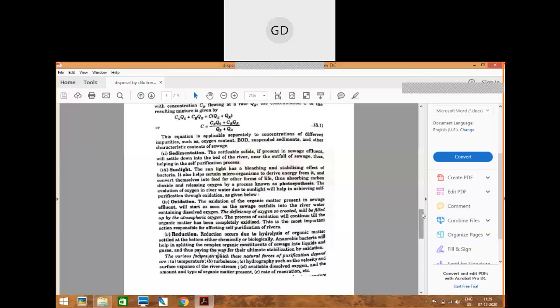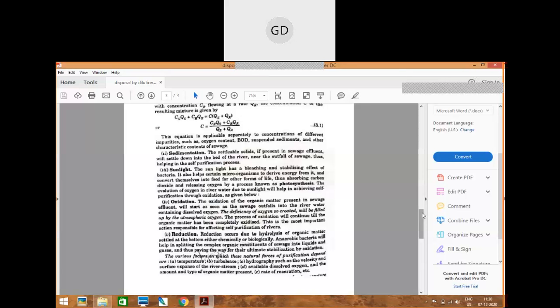River water contains dissolved oxygen. Now the deficiency of oxygen that is created will be filled up by the atmospheric oxygen. Nature has oxygen, so this deficiency will be filled up by the atmospheric oxygen. The process of oxidation will continue till the organic matter has been completely oxidized, and this is the most important action responsible for affecting the self-purification of rivers.